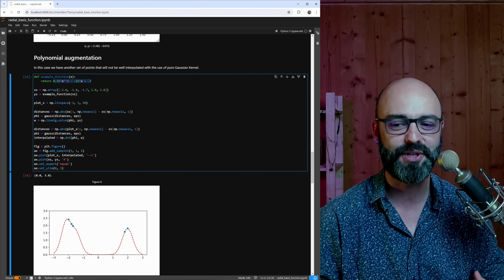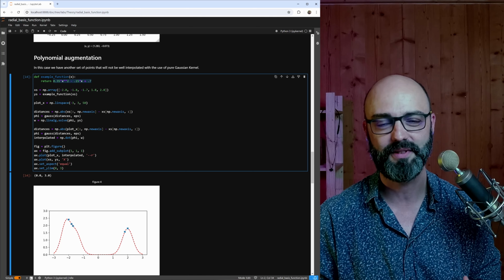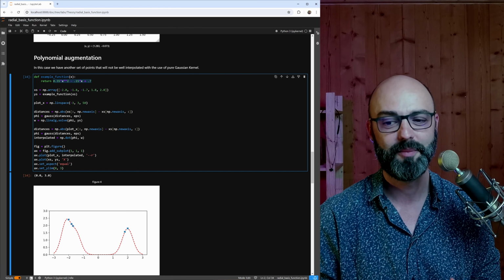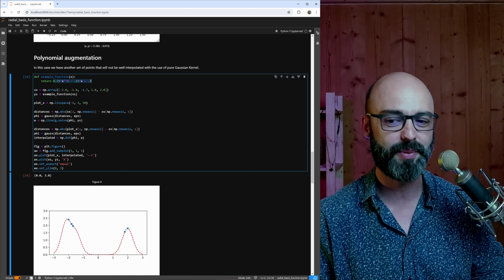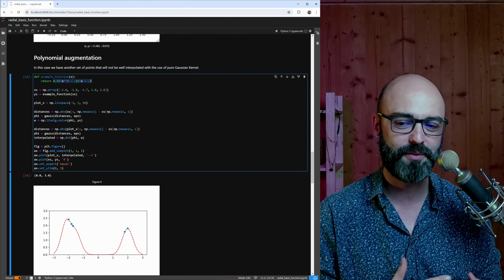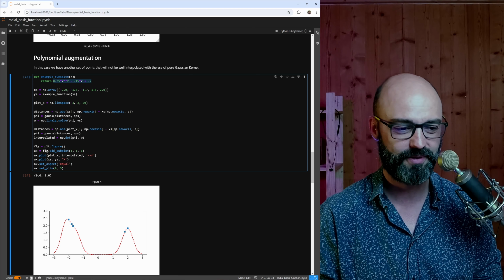And of course, it had no choice but to find the perfect value, because I gave it the perfect points. It had to find the polynomial, because I gave it all the information to find the polynomial. And everything else, all the Gaussians and all the radial basis functions, are useless in this case.